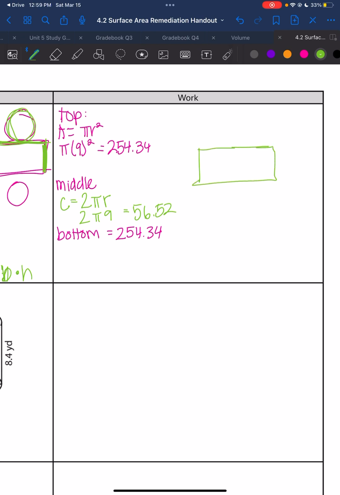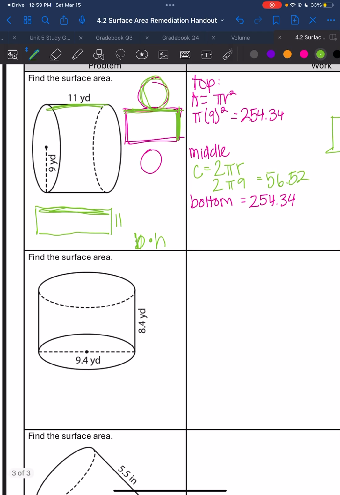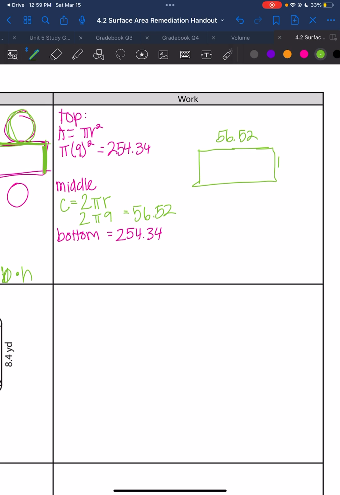So I'm going to draw my rectangle again. I know that my base is 56.52, and I know my height is 11. So to get the area inside of here, I multiply my base times my height, so 56.52 times 11. And I get 621.72.